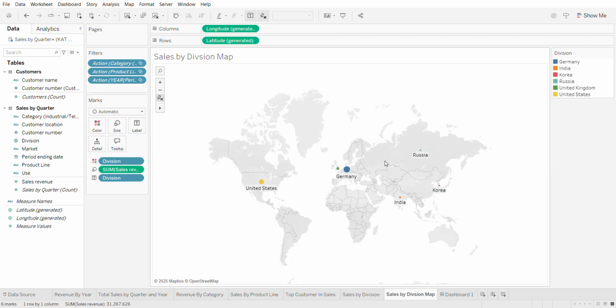Our sales by division map shows every country or division that we sell to. We have the United States, the UK, Germany, India, Korea, and Russia. We can compare sales between the countries. If we hover over United States, it's 9.7, and if we look at Germany, it's 14.9. We can just use this to compare facts, no big deal, and look at the general picture of every country and what region we're selling to.